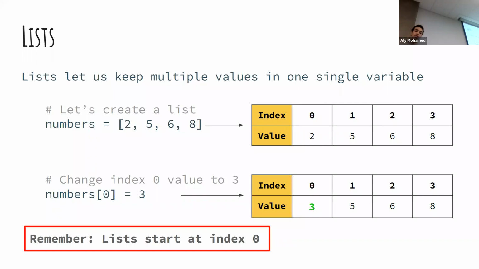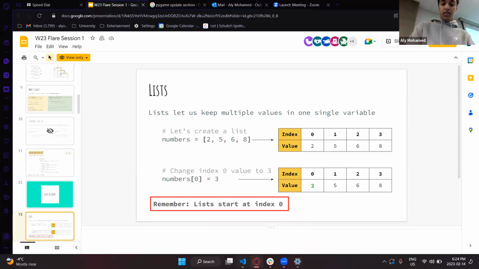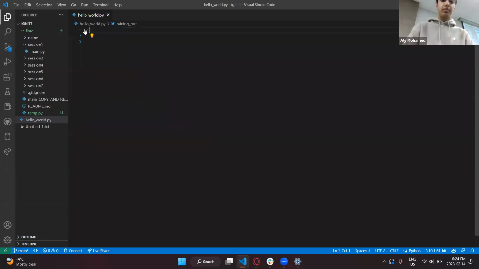And in order to access each element, we call the name of the variable, which in this case would be numbers, and we also call the index that we want. So let's say that over here we have a list. Let's call it my list. And we're going to create a list of, let's just do till 5.